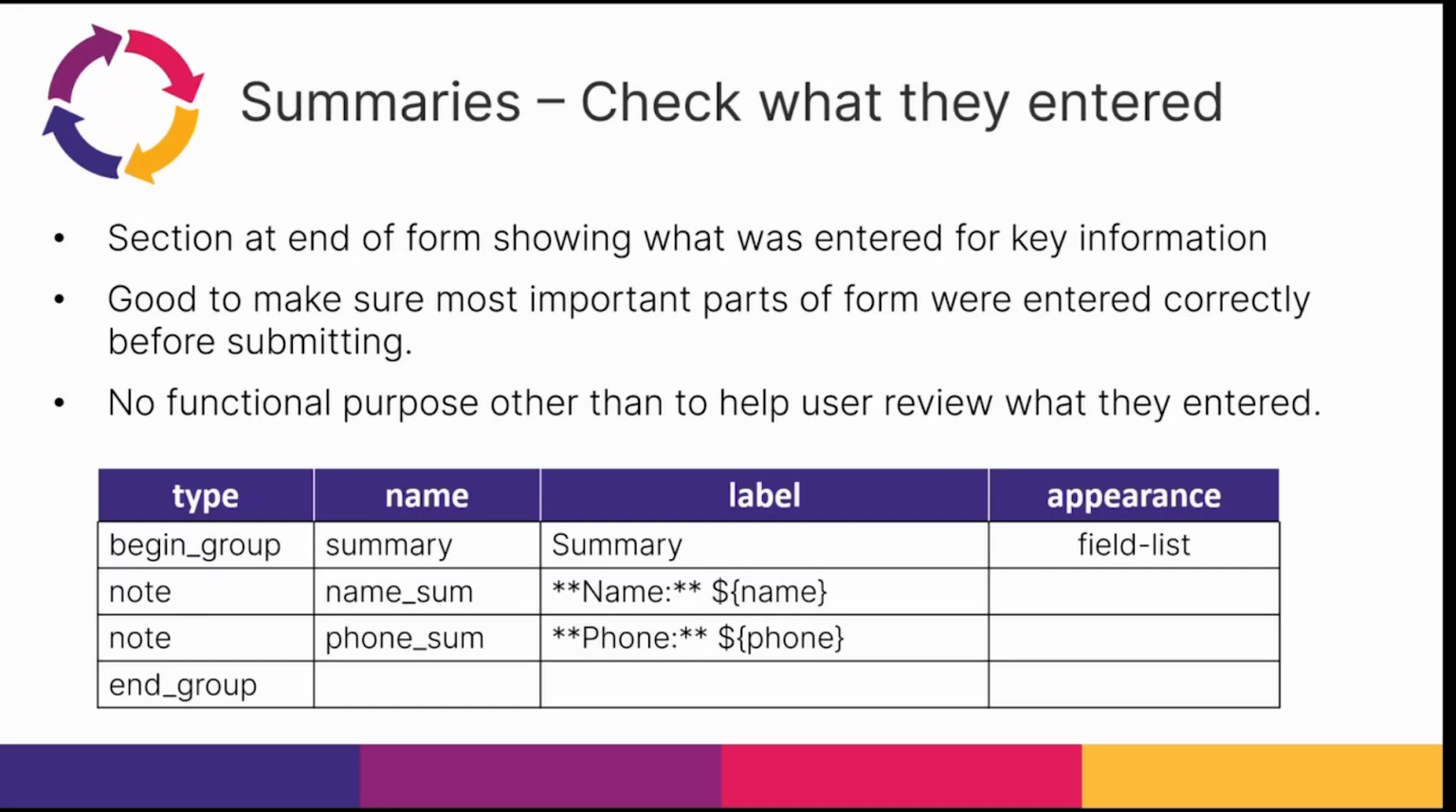The way we do this is we usually create a group, often called summary. We give it the appearance field-list, which makes all the questions appear on one screen. And you'll see here, we've done this: asterisks, name, colon, asterisks. That means name will appear in bold. And then the dollar sign, curly brackets, name will show the name that was entered in the name field, right?